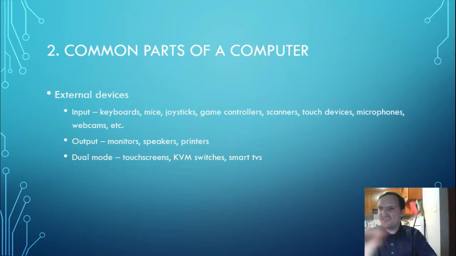And there are dual mode devices such as touchscreens, KVM switches, and smart TVs. Those things are both input and output devices. Like a touchscreen, for example: not only does it allow you to input and manipulate the data that's on the screen, you can also see the results on that same screen. Unlike, say, a writing pad, which is only an input device, or a monitor, which is an output device.